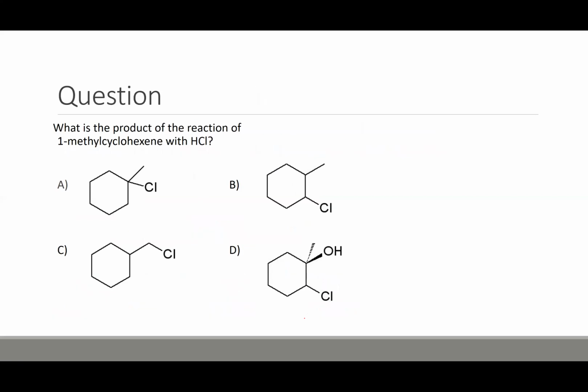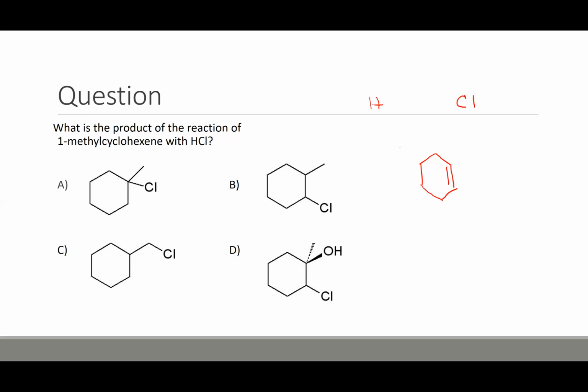Okay, let's try another example. What is the product of the reaction of 1-methyl cyclohexene with HCl? So this is an HX reaction. We're going to add hydrogen and then chlorine. And our starting reactant is 1-methyl cyclohexene. So let's draw that. It's a cyclohexene. Cyclohex is a 6-membered ring. Here's our double bond, and our methyl group is on the 1 position.